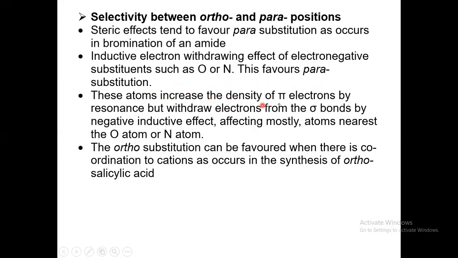Now we are saying these atoms increase the electron density of pi electrons by resonance, but withdraw electrons from the sigma bond by the negative inductive effect, affecting mostly the nearest position. So the nearest positions are not favored, because even though we are increasing electron density at those points, there's still the factor of deactivation because of the inductive effect.